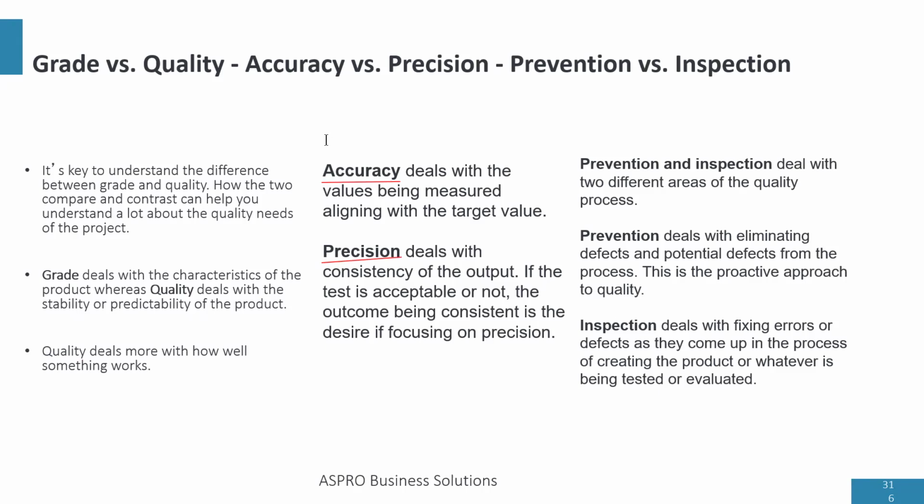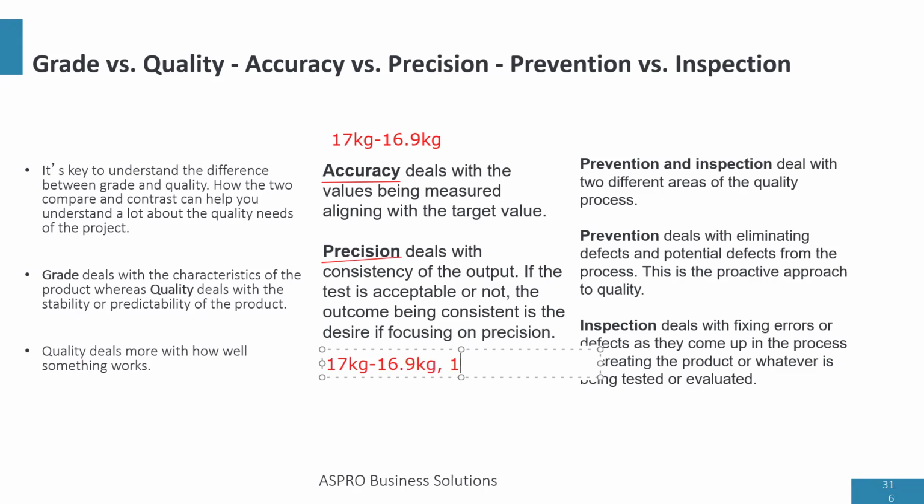Accuracy talks about the test results aligning with the target value. What does that mean? If a product is 17 kilograms and I'm using a scale to weigh it, and the scale is telling me 16.9 kilograms, it means the scale is not accurate. But when it comes to precision, if the product weighs 17 kilograms and the scale is giving me different results, then it's a precision problem. So each time I weigh it, it is giving me a different result.